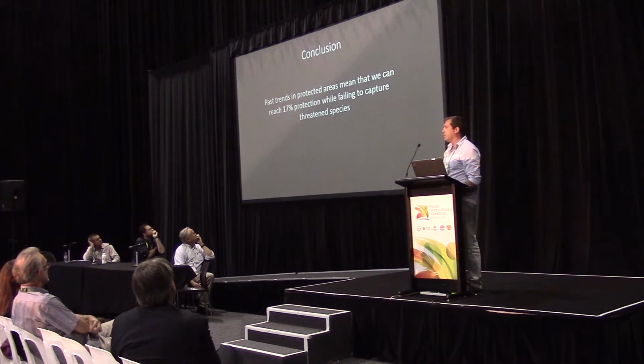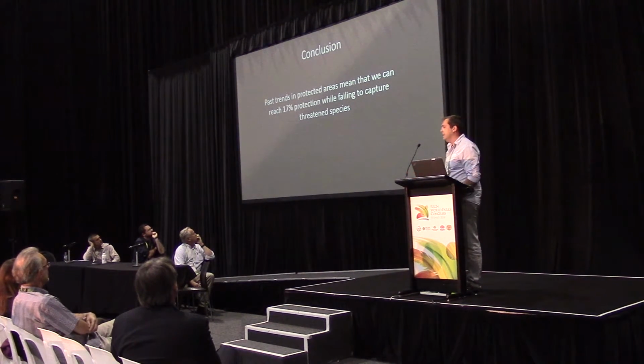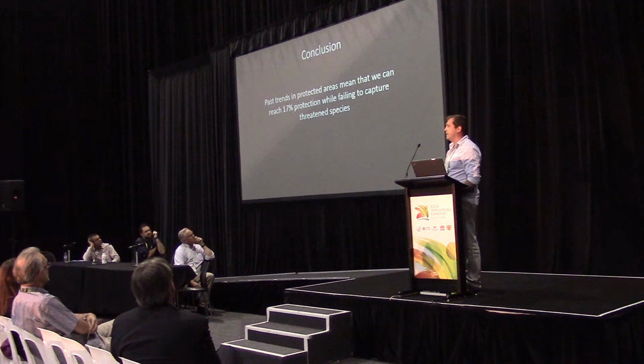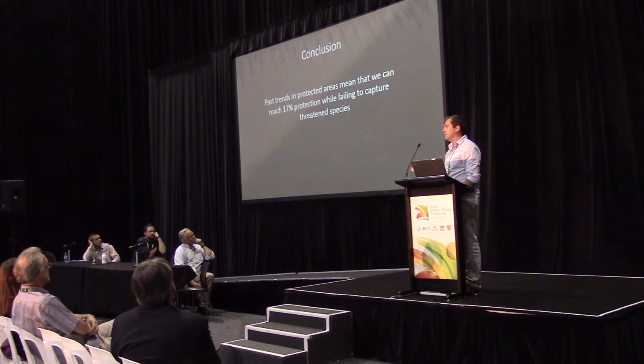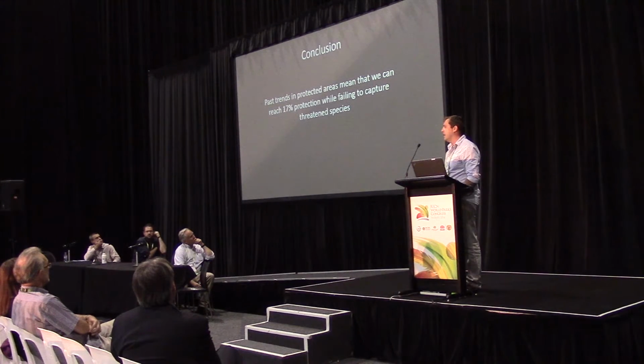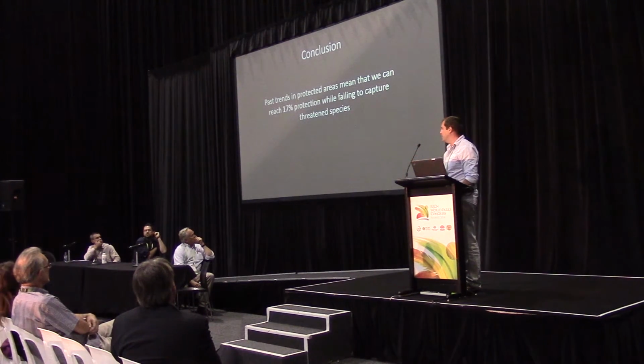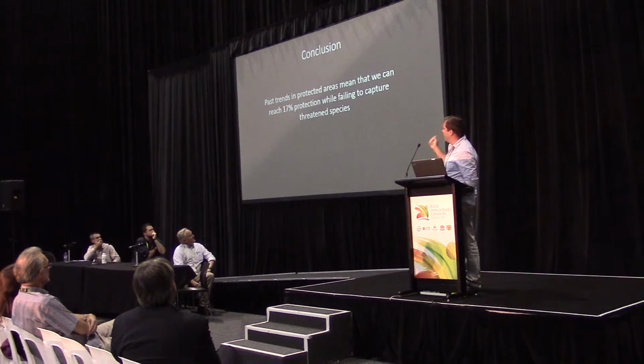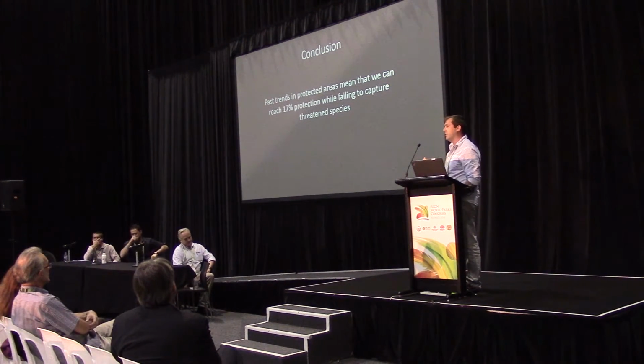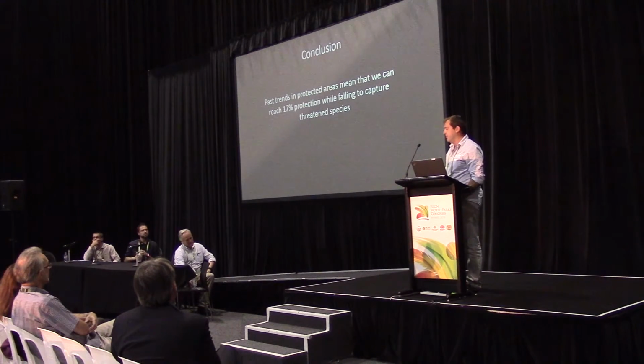So I think we've pretty much tried every way of skinning that cat. As long as protected areas focus on minimizing cost, we're not going to get threatened species coverage. So we very well might meet the 17% target, and that'll be a flagship result. But whether we do that in a way that meets target 12 at the same time, I'm not sure.